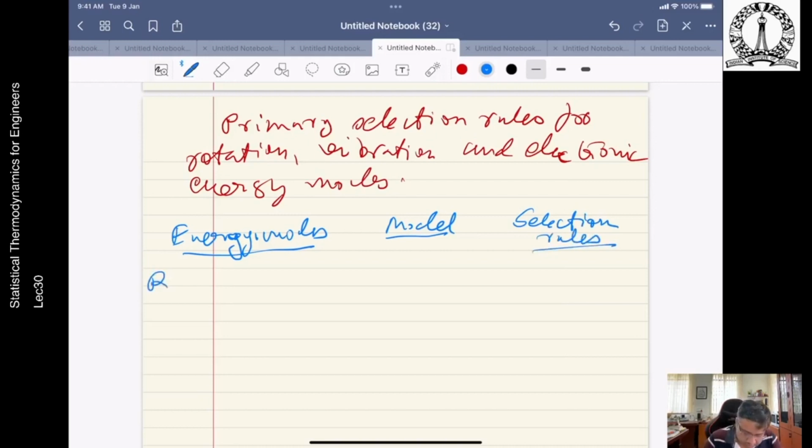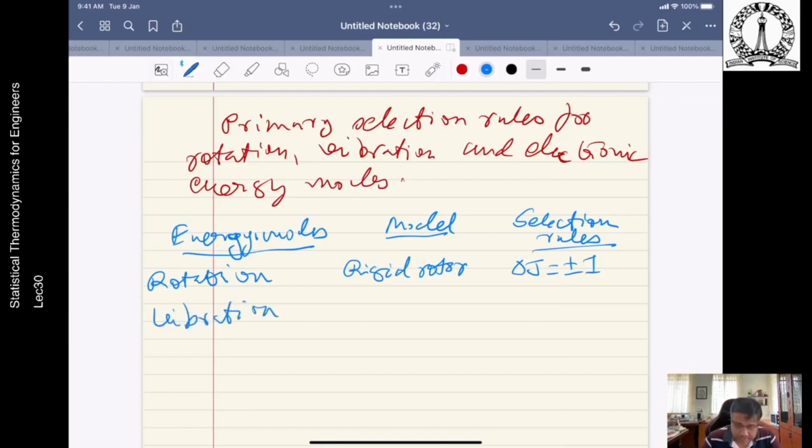First is rotation. The model is a rigid rotor, and the selection rule is delta J equal to plus minus 1. Then of course the model is vibration, called a harmonic oscillator. The Morse potential is the more apt description, but it is valid for low amplitude oscillation. So this is plus minus 1.